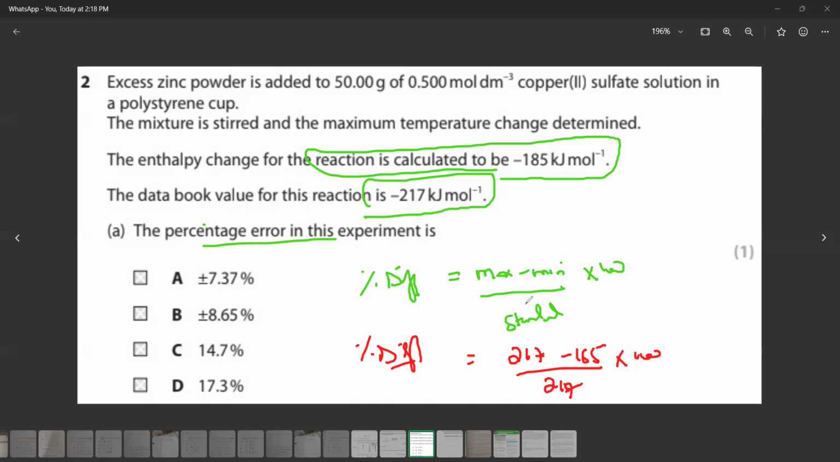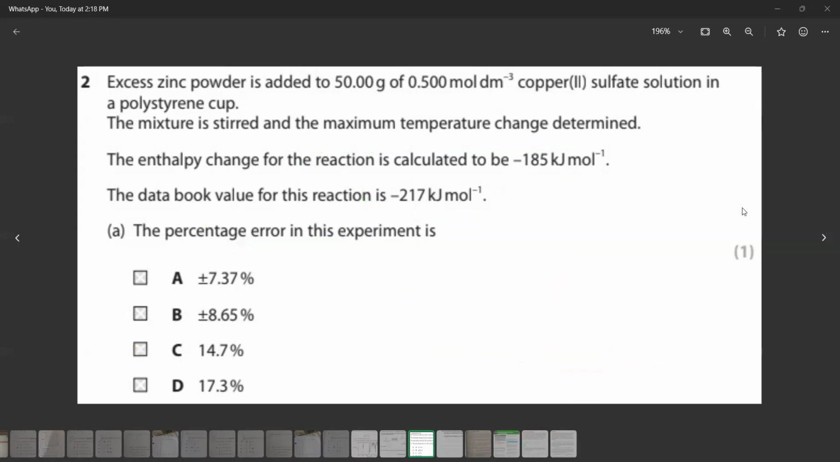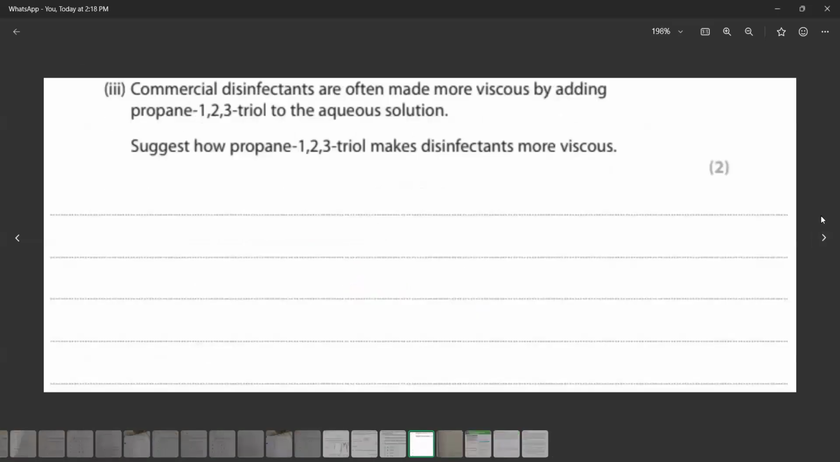Is it clear? So the percentage difference is always the maximum minus minimum divided by the standard value into 100. If we don't know the standard value and we want the comparison between two experimental values, then the formula for the percentage difference will be the maximum minus the minimum divided by the mean into 100. If we don't know the standard value, then we divide by the mean. But if we know the standard value, then we divide by the standard one.